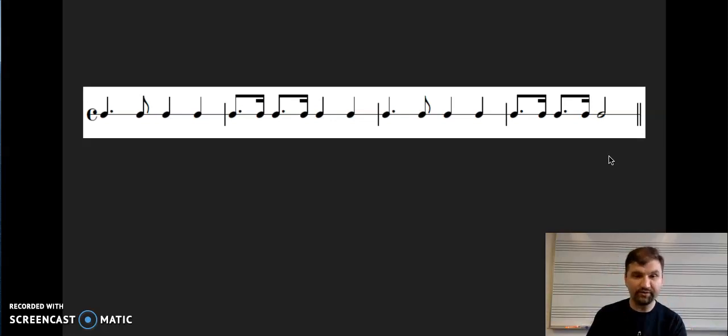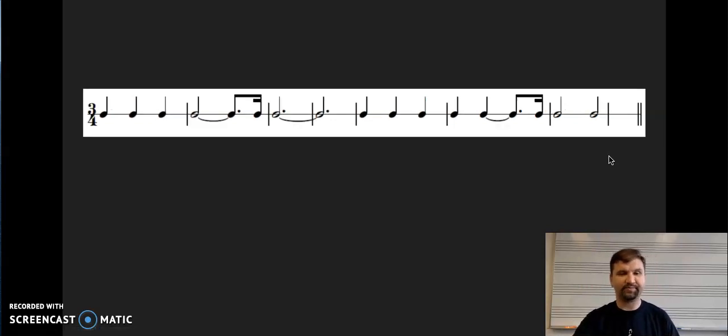1, 2, 3, 4. Count measure 2 with me. Ready? Go. 1, 2, 3, 4. Count measure 4. Ready? Go. 1, 2, 3. So hopefully that helps in how you're thinking of that 16th note falling into place.